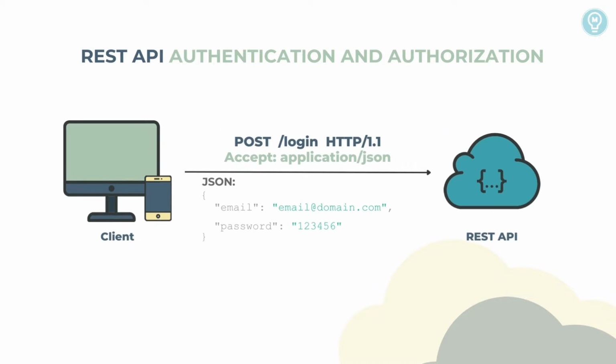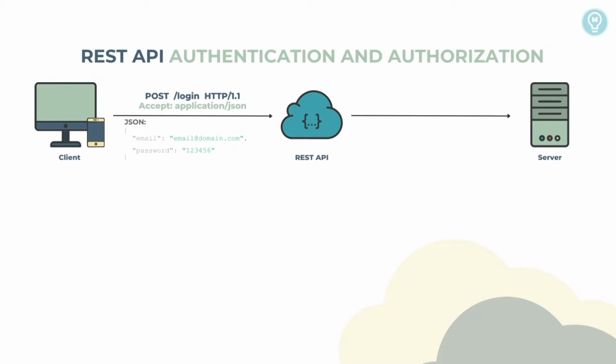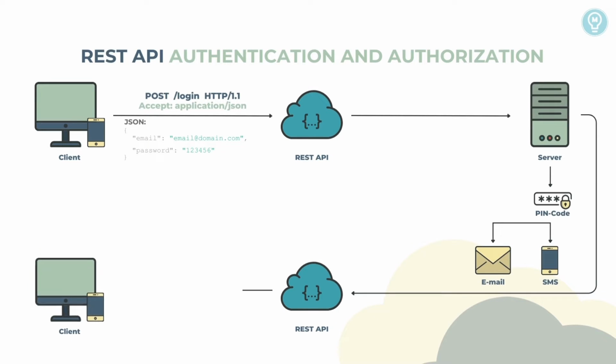So the first step is to make a request to the login endpoint sending the credentials. When the API receives these credentials, the server will generate a PIN code and send this PIN code to the user by email or SMS. And then it will send a response back to the client with a temporary token, and this token is usually stored for a short period of time in the server's cache.